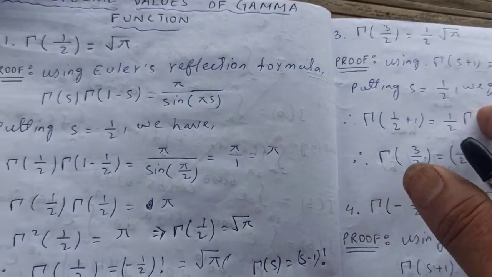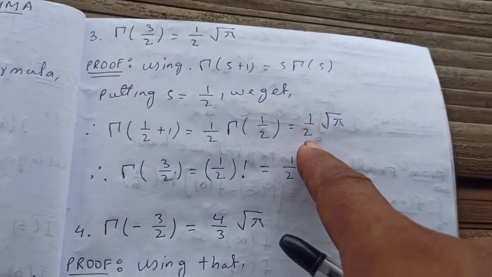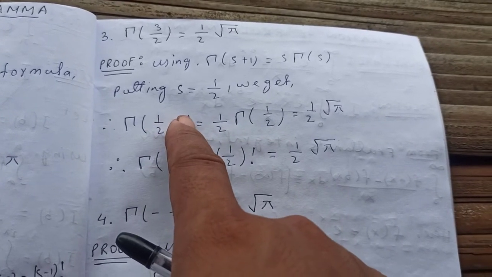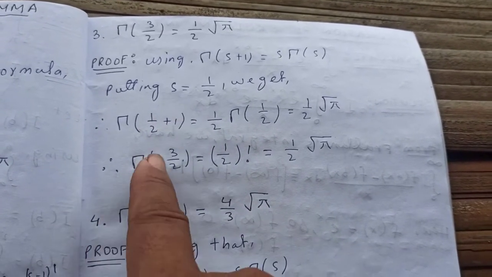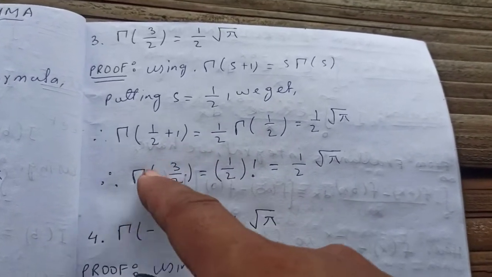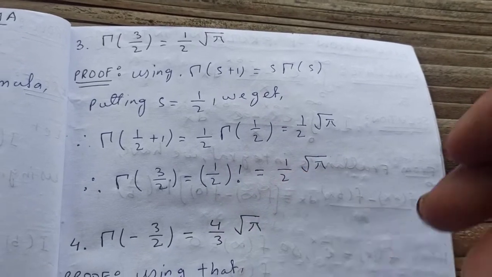Gamma of 1 is the square root of pi. So the 1 by 2 the square root of pi. And gamma of 1 by 2 plus 1, then is 1 plus half is 3 by 2, right? Gamma of 3 by 2. So in terms of factorial, it will be half factorial, right? Which is equal to 1 by 2 times the square root of pi.